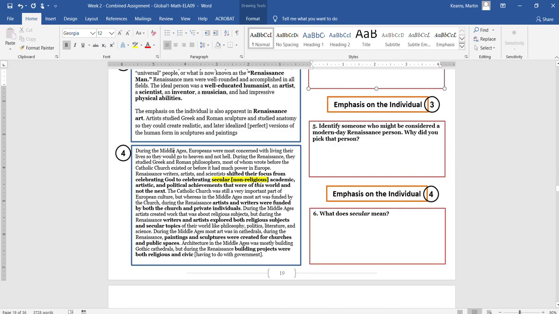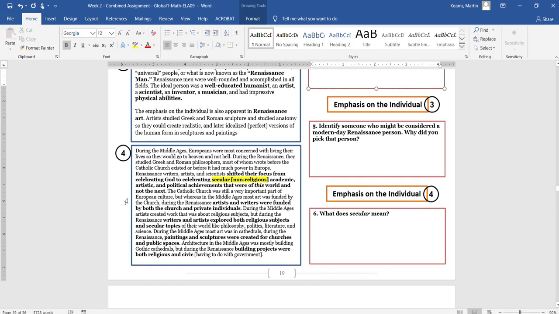During the Middle Ages, Europeans were most concerned with living their lives so they would go to heaven and not hell. During the Renaissance, they studied Greek and Roman philosophers, most of whom wrote before the Catholic Church existed or before it had much power in Europe. Renaissance writers, artists, and scientists shifted their focus from celebrating God to celebrating secular, non-religious, academic, artistic, and political achievements that were of this world and not the next.